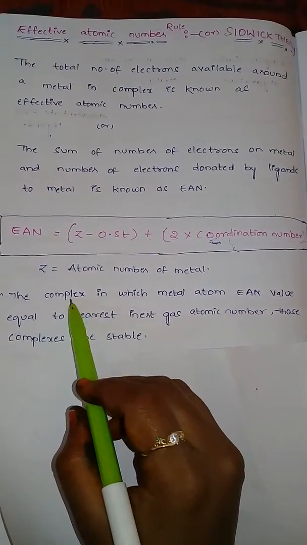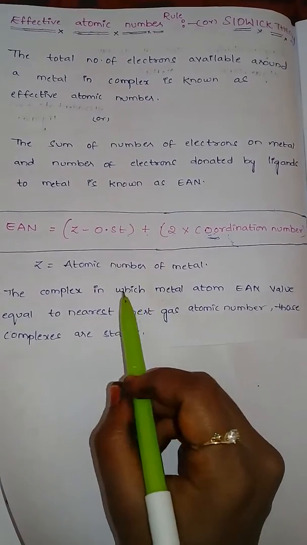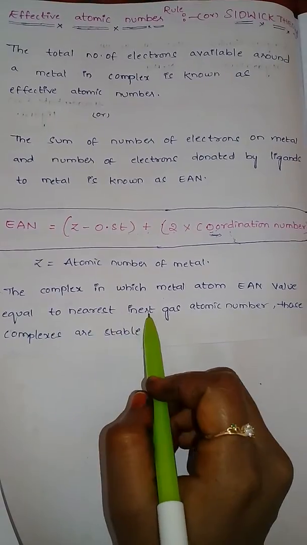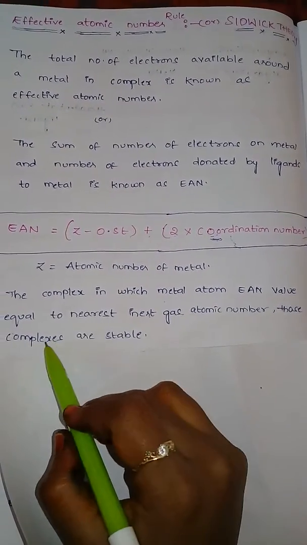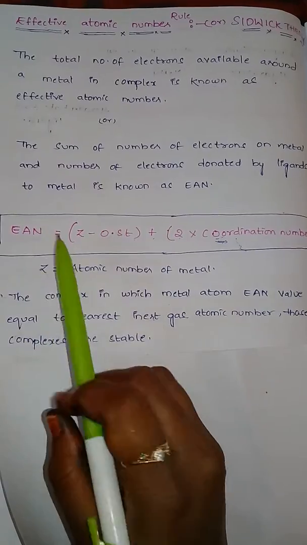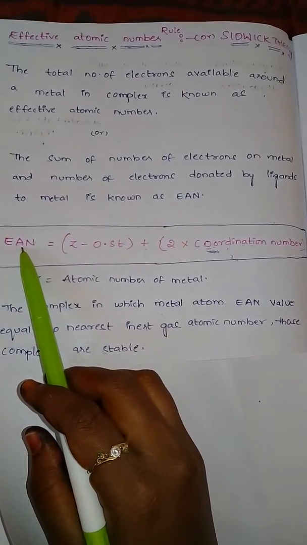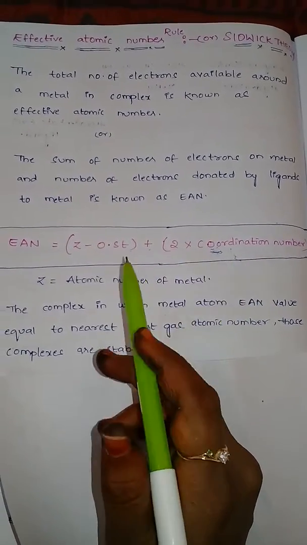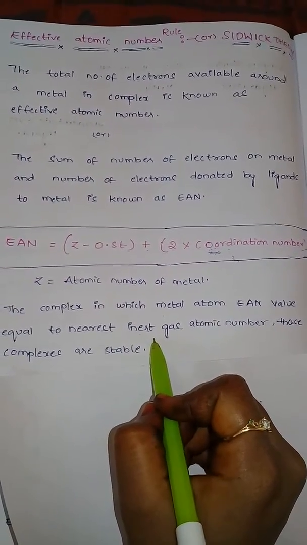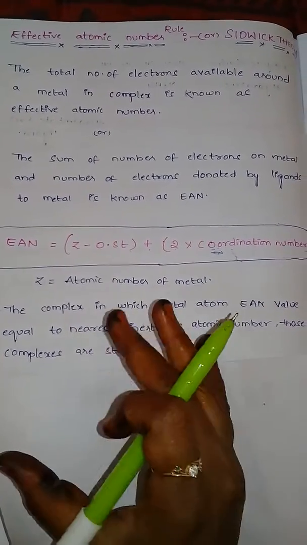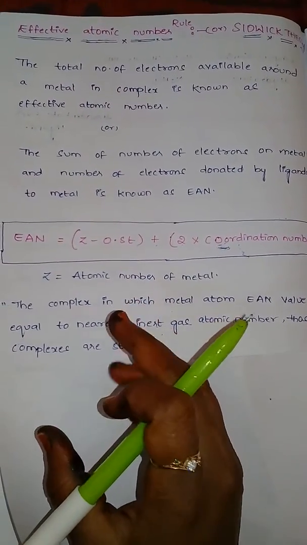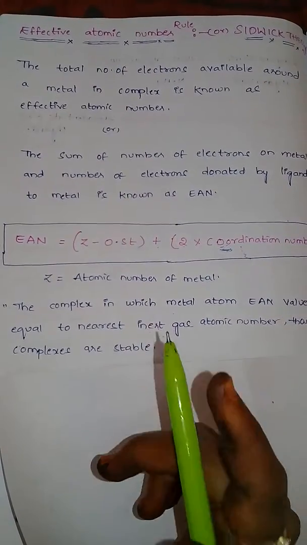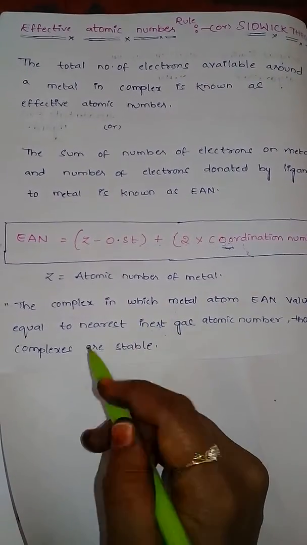See, the complexes in which the metal atom's effective atomic number value is equal to the nearest inert gas atomic number, those complexes are stable. The effective atomic number of the metal in a complex being equal to the nearest noble gas configuration means that the complexes are more stable.